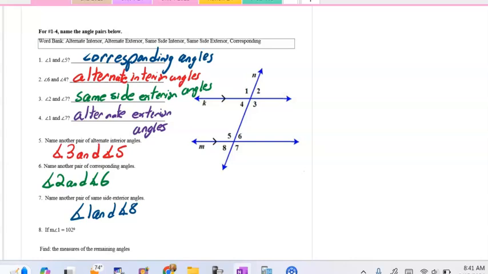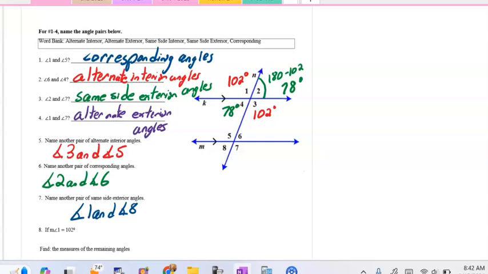Right. The next thing we did in class is we talked about some of this arithmetic. So I'm going to put angle 1 is 102 degrees. You should know that angle 3 is also 102 degrees because they are vertical angles. Angle 2 is going to be 180 minus 102, and doing that on your calculator, you're going to get 78 degrees. And then because 2 and 4 are vertical, angle 4 is 78 degrees.